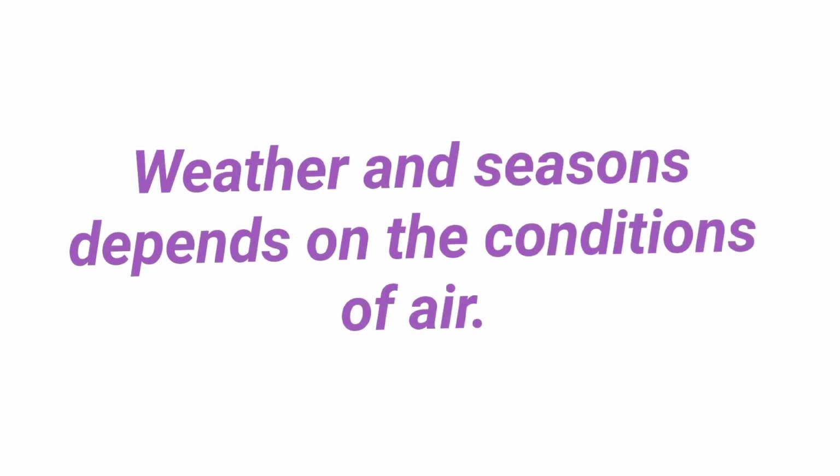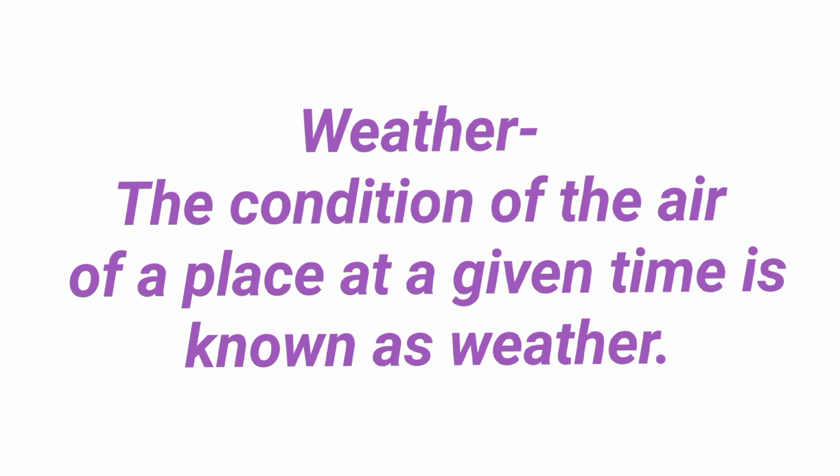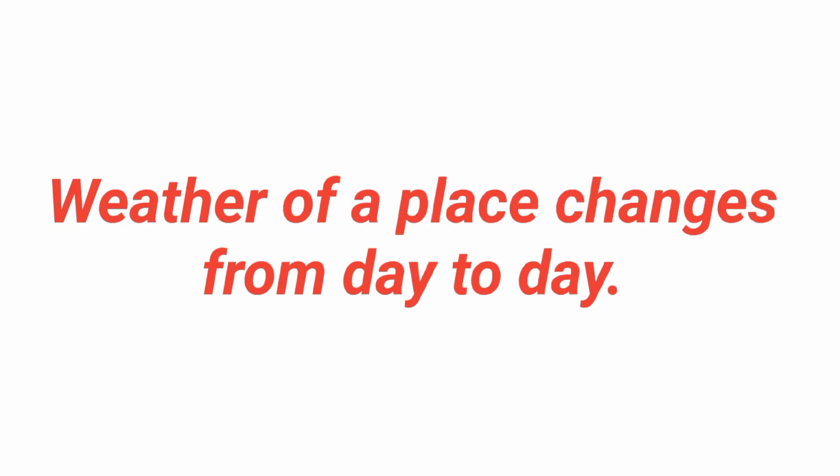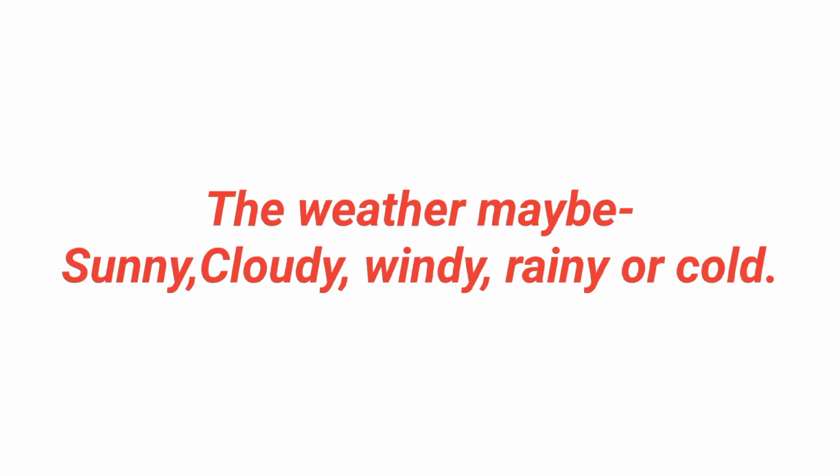What are weather and seasons? Weather and seasons depend on the conditions of air. First we see the information about weather. The condition of the air of a place at a given time is known as weather. The weather of a place tells us that the place is hot, cold or wet at a given time. The weather of a place changes from day to day. So, the weather may be cloudy one day and sunny the next day.